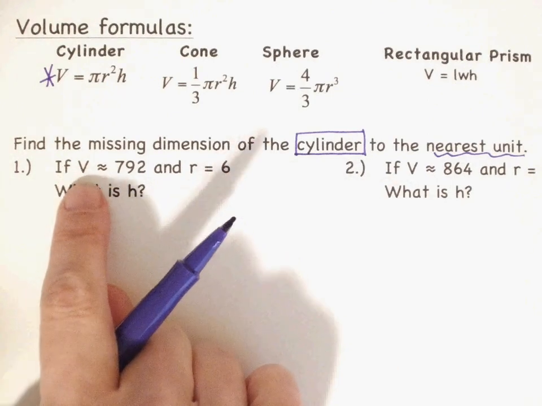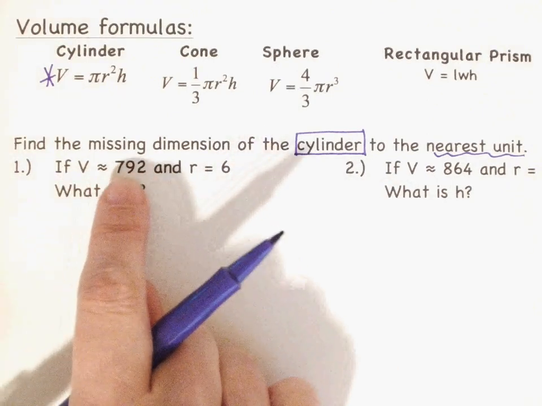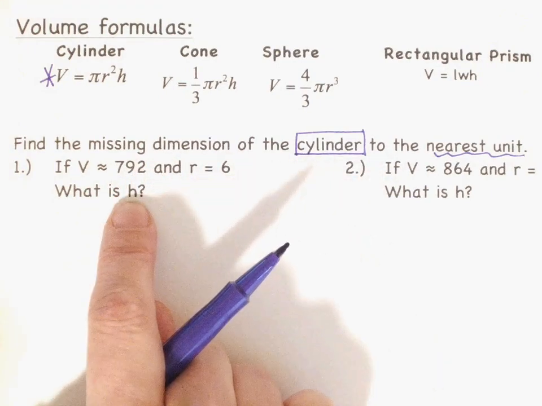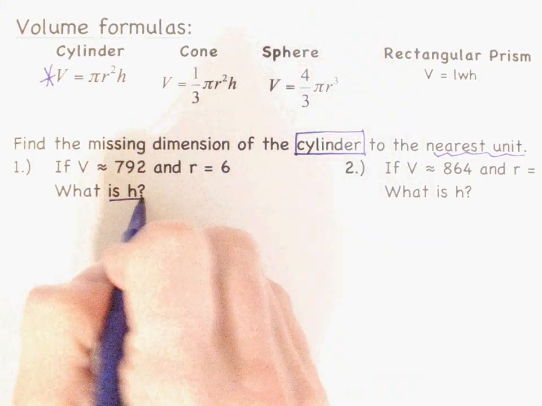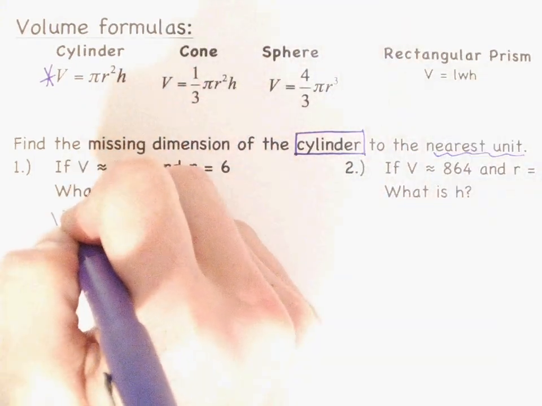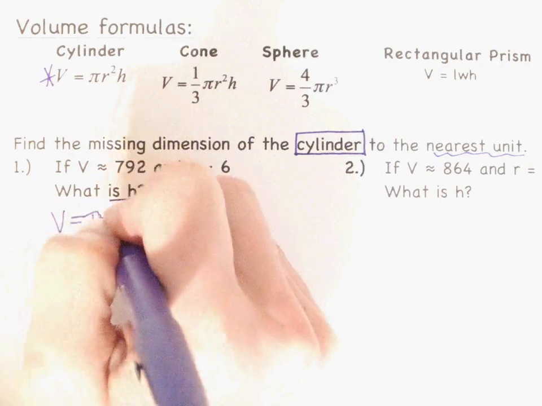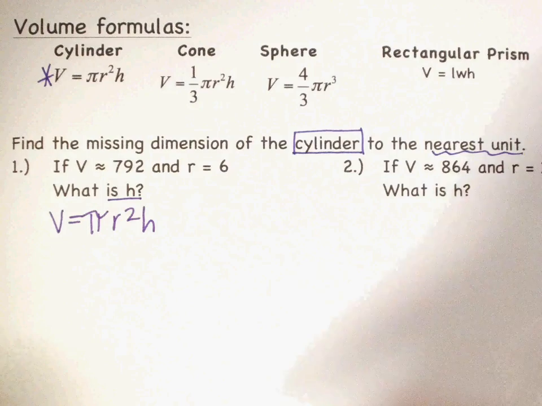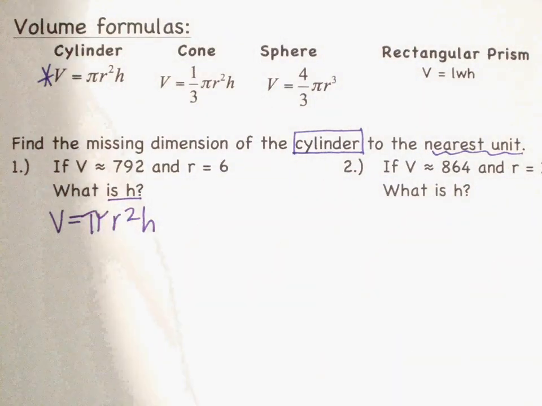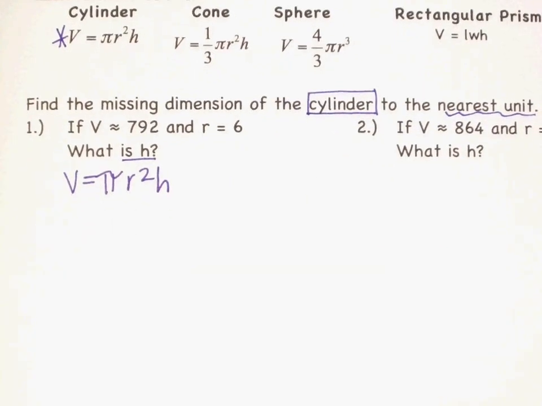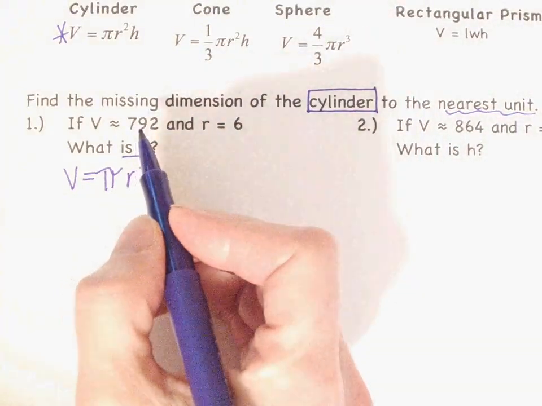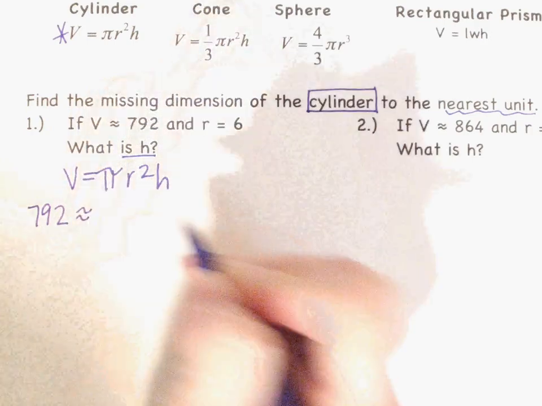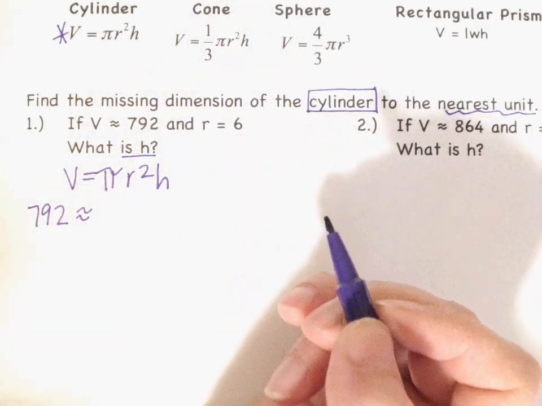If I take a look at number 1, I have volume approximately 792, radius exactly 6. Again, we're solving for height. What is height? I'm going to start by writing down my volume formula, and then make my substitution. Hopefully this part is familiar from last time. My volume is approximately 792, so I'll have that, and then my approximation symbol, my bacon strips.